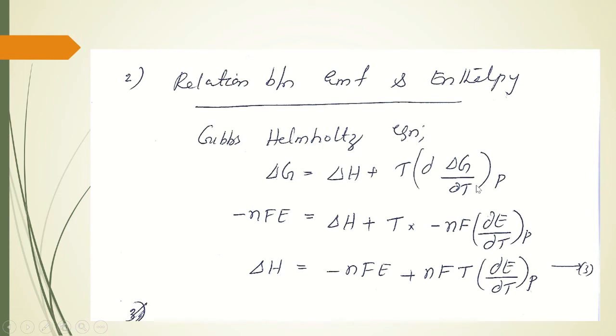So we are simply substituting that over here, and instead of delta G, we are substituting minus nFE. So after the substitution, we will get minus nFE is equal to delta H plus T into, instead of this, we will substitute minus nF dou E by dou T at P. And we will take this delta H out. Delta H is equal to minus nFE plus, we will take all these terms this side, so plus nF T into dou E by dou T at a constant pressure.